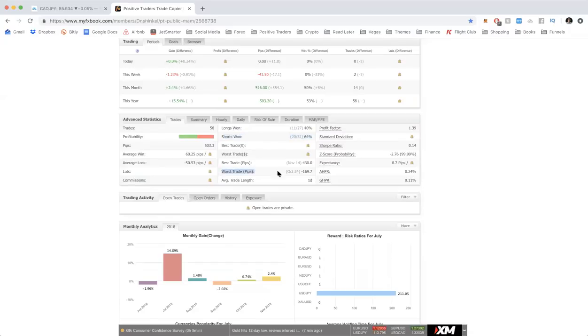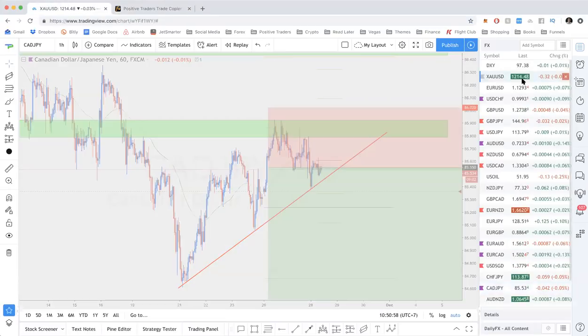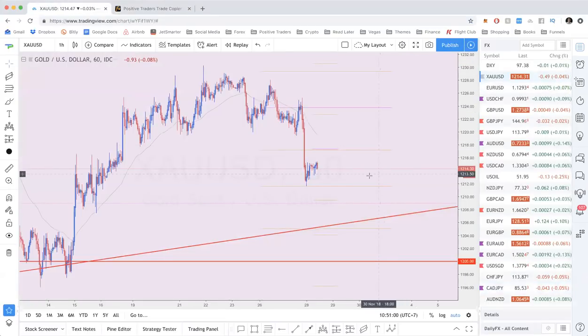Look at my worst trade. My worst trade, October 24th, 169 pips. Best trade, November 14th, just two weeks ago, 430 pips. This was gold. This is that gold trade where we bought gold at 1203. You guys remember gold, right? Here's gold, right here.